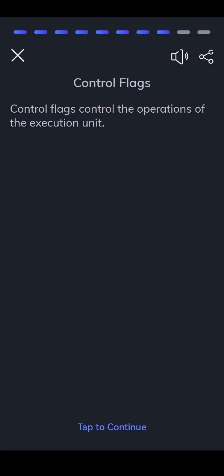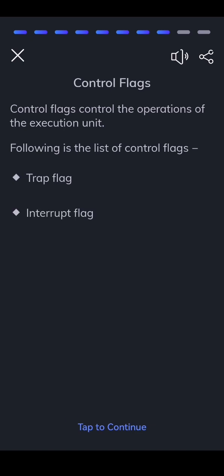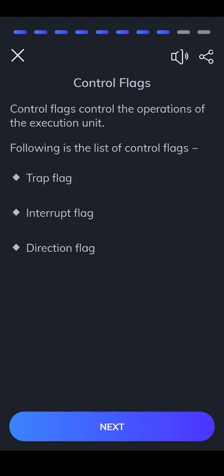Control flags control the operations of the execution unit. Following is the list of control flags: trap flag, interrupt flag, direction flag.